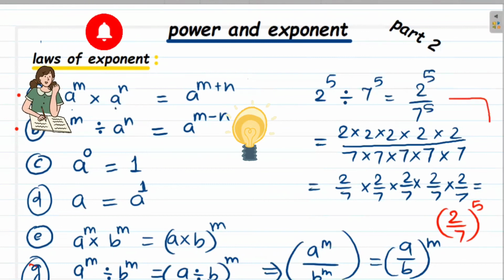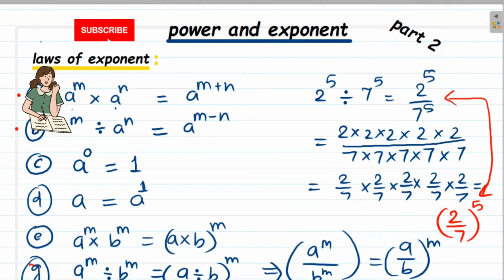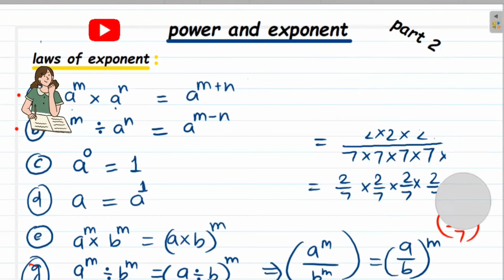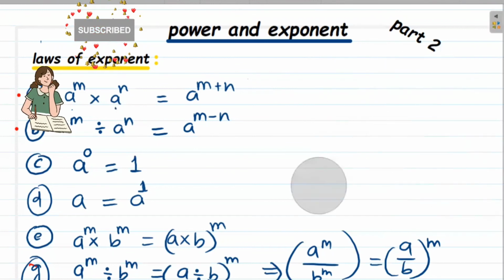So from this step we can reach this step, and this is how we have proved that if my exponents are the same, then that exponent I can take out as common in multiplication as well as in division. So these are the basic rules which we have studied today.